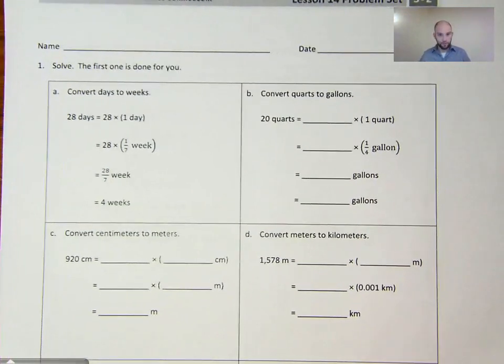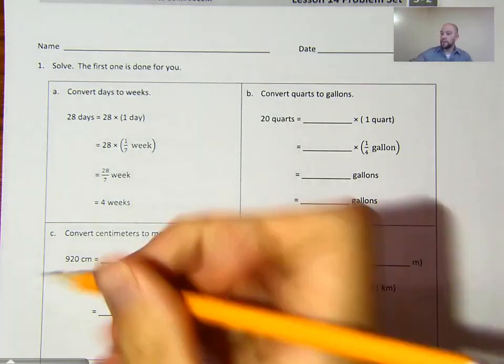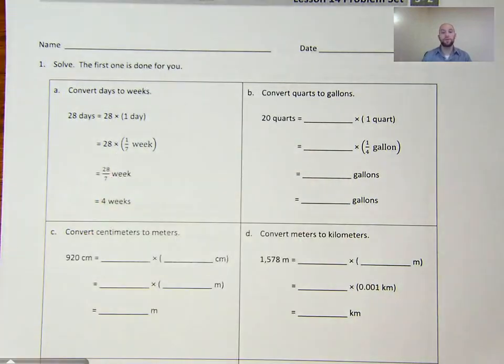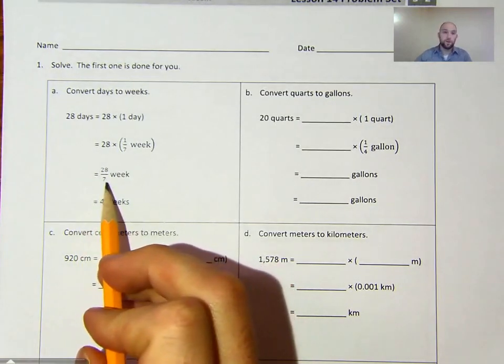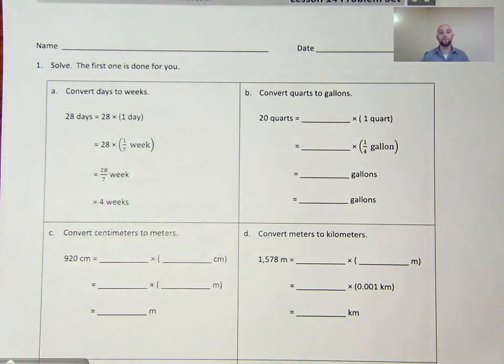So it says solve, the first one's done for you. Convert days to weeks. So let's see what they did here. It says 28 days equals 28 times 1 day. You can also express that as 28 times 1/7 of a week because there are 7 days in a week. So 1 day is 1/7 of a week. We can also look at that as 28 sevenths of a week because we have 28 days. 28 times 1/7 would give us 28 sevenths of a week.